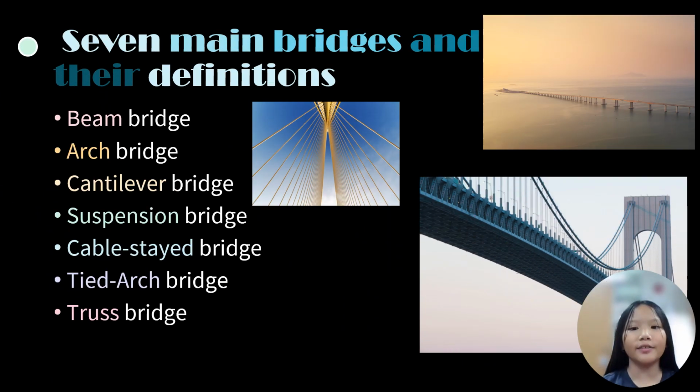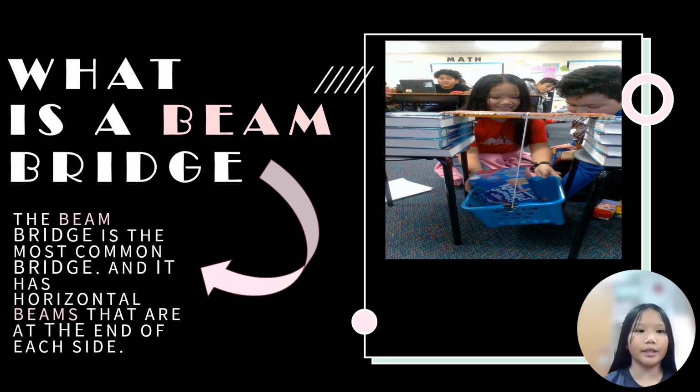Seven main bridges and their definitions: beam bridge, arch bridge, cantilever bridge, suspension bridge, cable-stayed bridge, tied arch bridge, and truss bridge. What is a beam bridge? The beam bridge is the most common bridge and has horizontal beams that are at the end of each side.